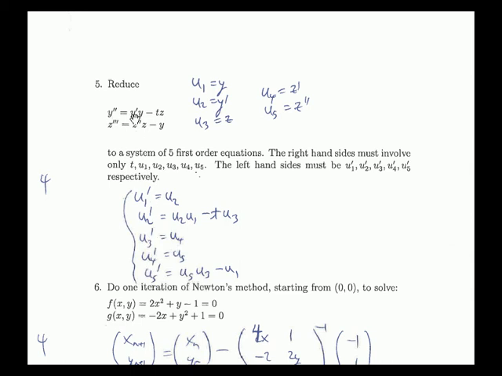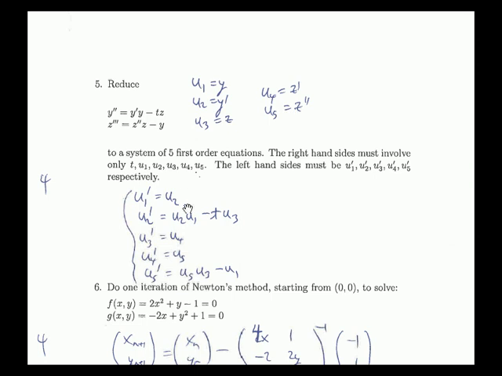Well, the second-order equation, you reduce to a system of 2 first-order equations by defining u1 to be y and u2 to be y prime. And the third-order equation, you reduce to a system of 3 first-order equations by defining u3 to be z, u4 to be z prime, u5 to be z double prime.